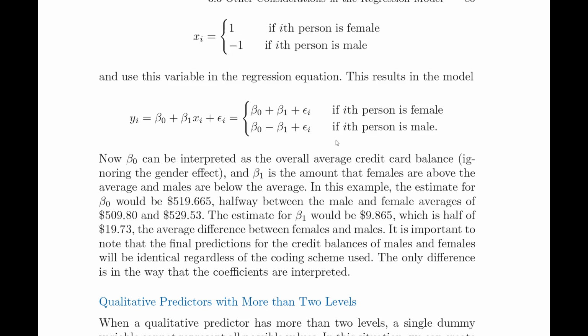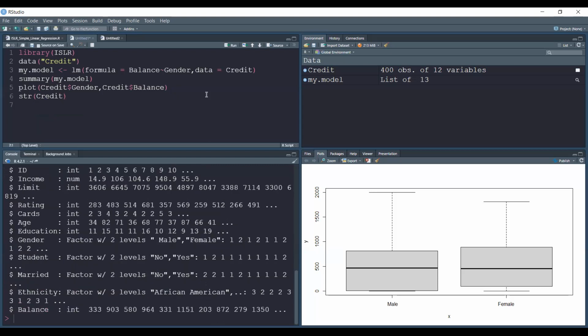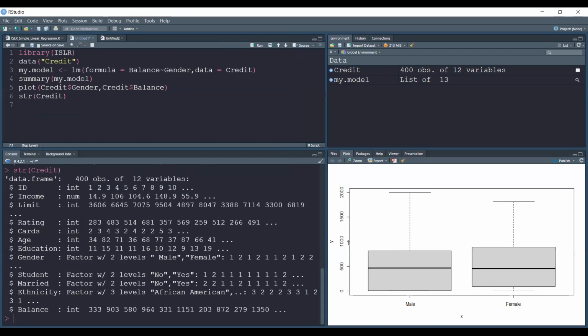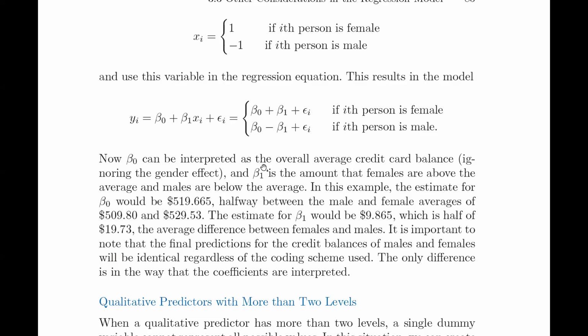So what's interesting to note is that by default, I wonder if this is the coding that we're using in R, 1 for male and 2 for females. It does make a difference, like what we just read.